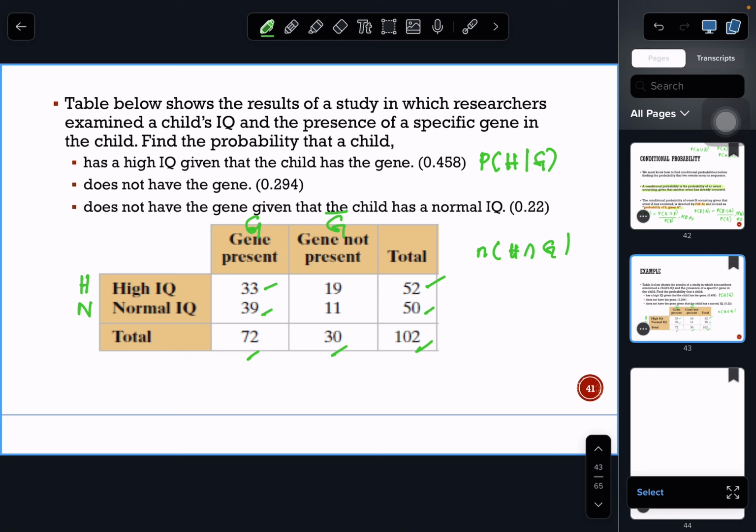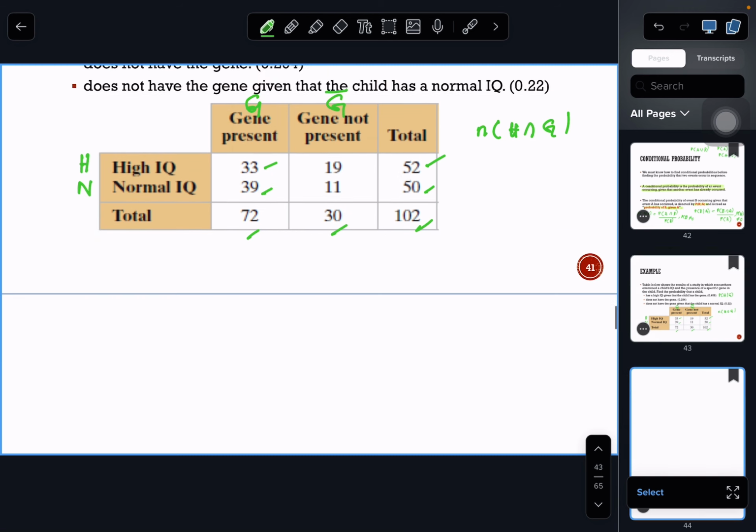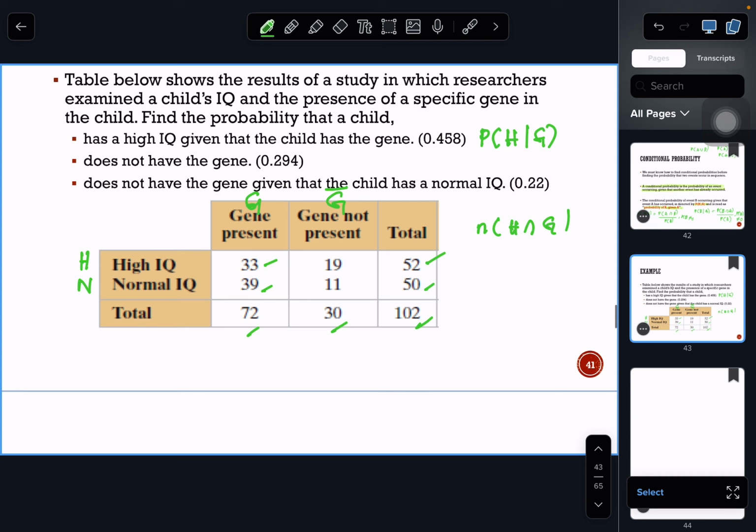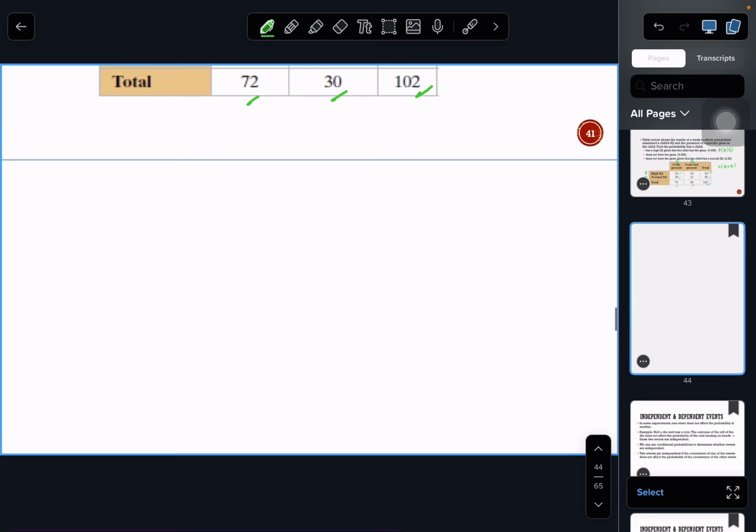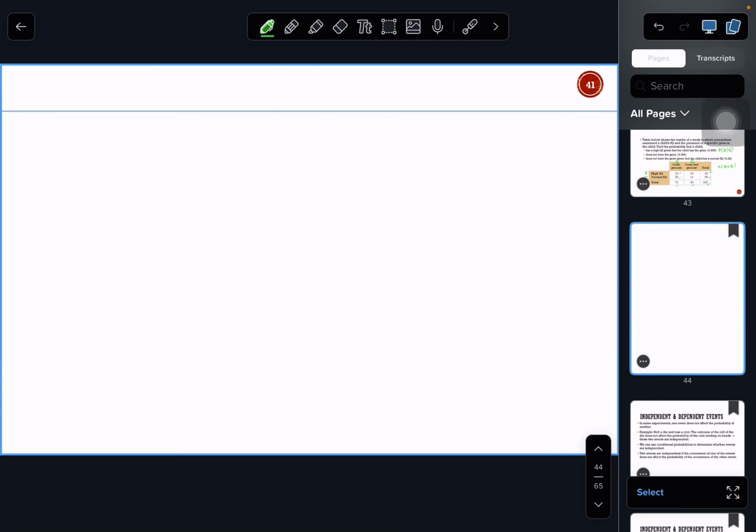So now we want to calculate P of H given G. There are two ways for that. First, I just want to explain one. So P of H given G. So first one. Where can I get the template?